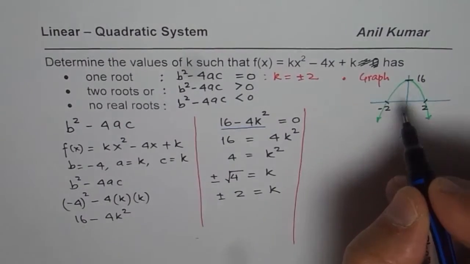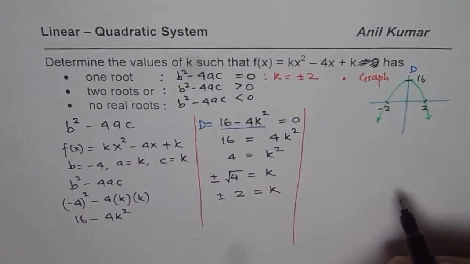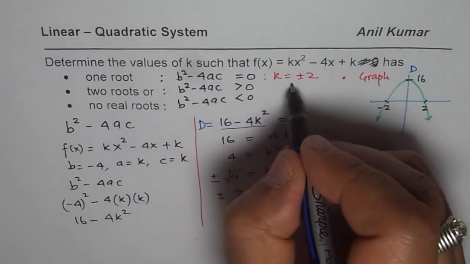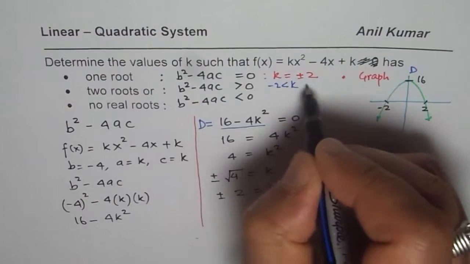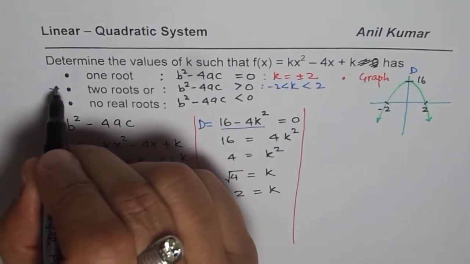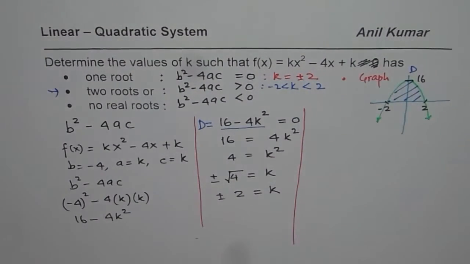This function, the discriminant, I should say D. Okay, so I'm graphing discriminant D. It is positive. That means two roots. So when k is greater than minus 2 and less than 2, we will have two roots. Do you get the idea? Because it is positive here. It's positive. Is that okay?